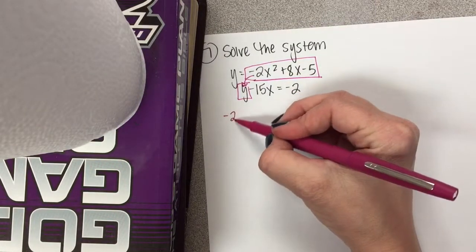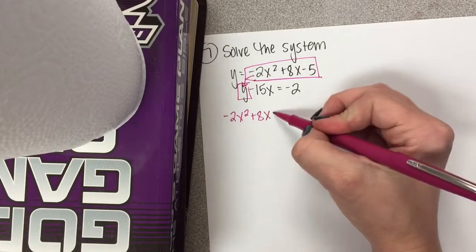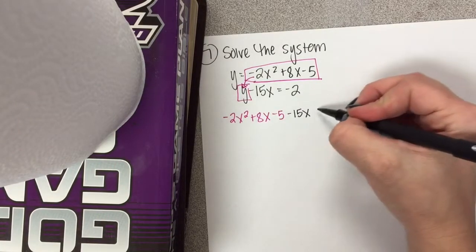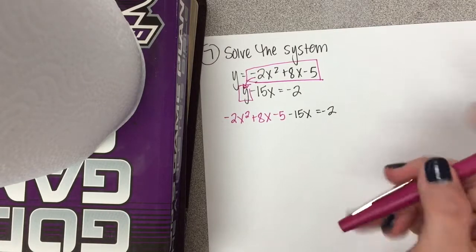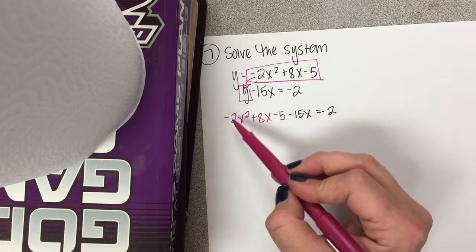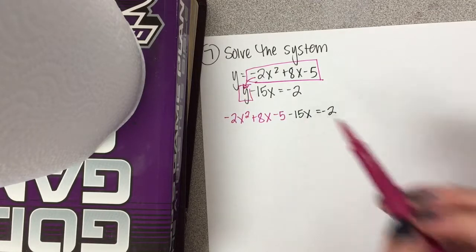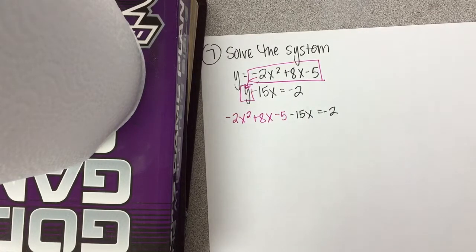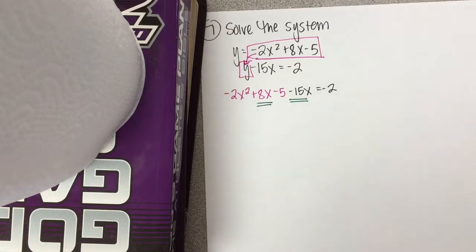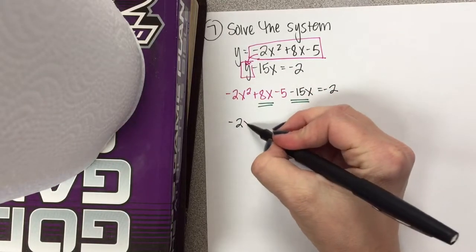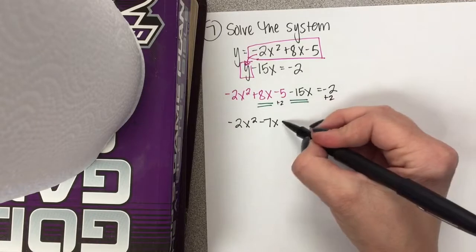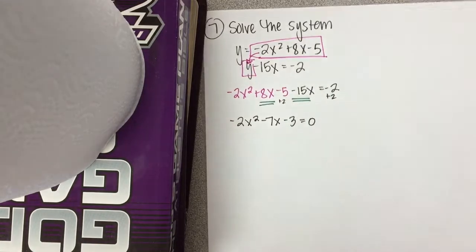So what that's going to give me is negative 2x squared plus 8x minus 5, and then minus 15x equals negative 2. Okay, so hopefully you can kind of see I took this value of y, this whole thing equaled y, so I was able to put it in here instead of y. So now, in this big long equation, I only have x's. So what I want to do is see if there's any like terms I can combine. And I can combine 8x minus 15x. So for my new equation, I'm going to have negative 2x squared minus 7x, and then I'm going to go ahead and add 2, so minus 3 equals 0. So it's set equal to 0.